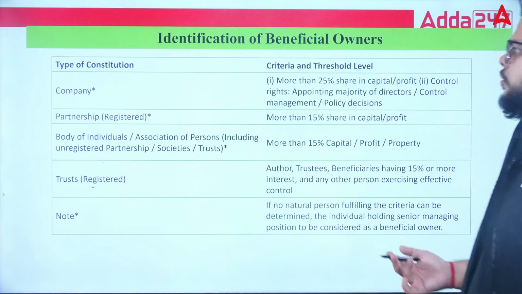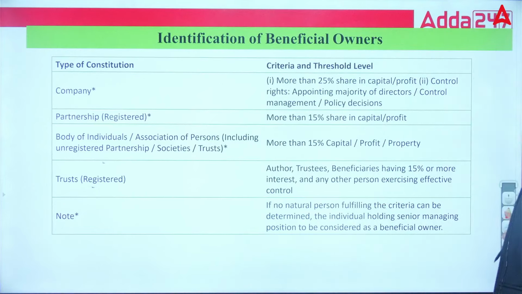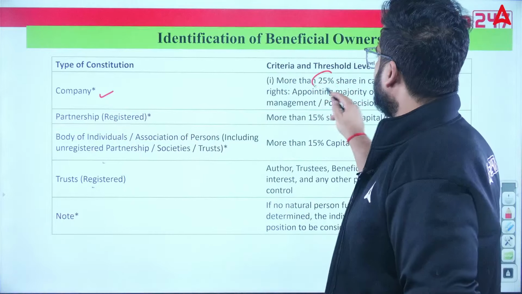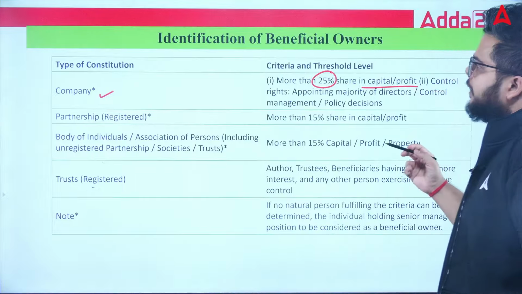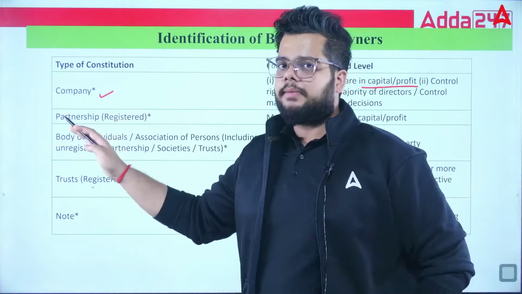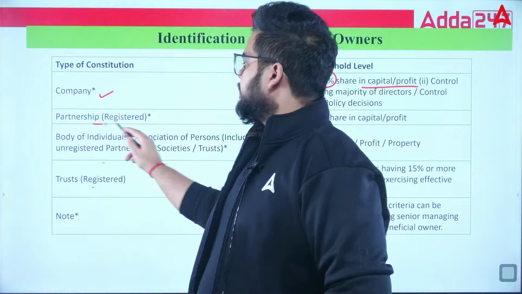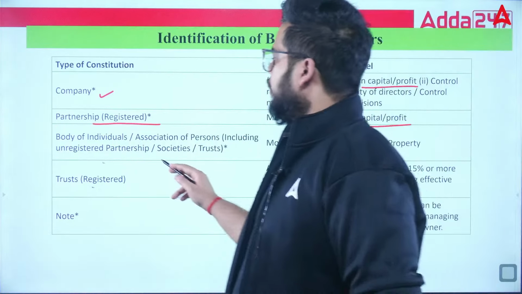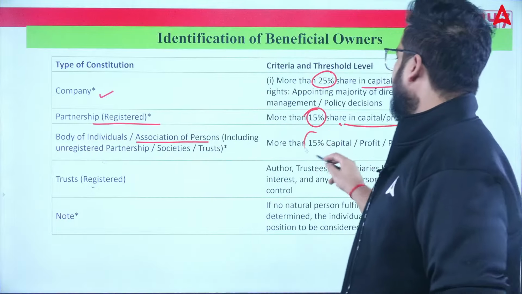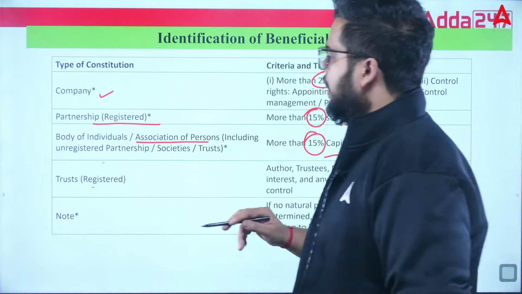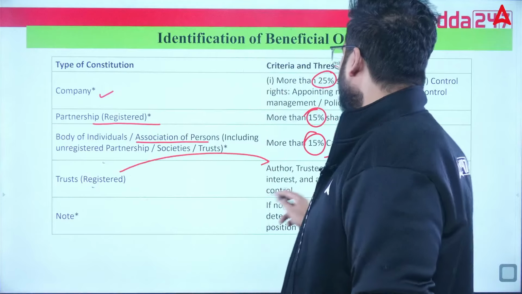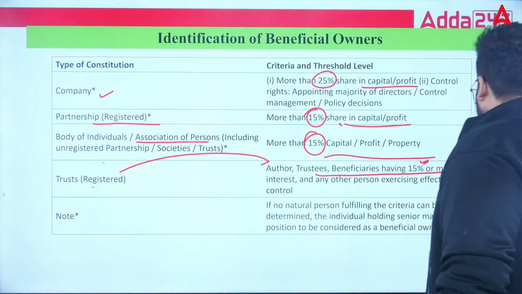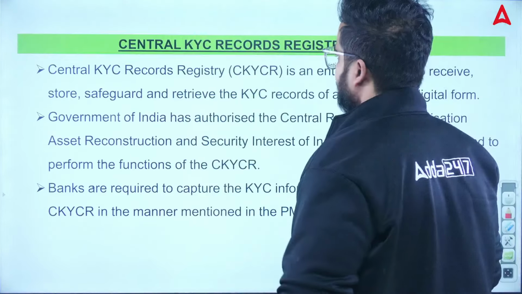Here we have the beneficial owners. Fine. What is the threshold value for various beneficial owners? Type of constitution, if it is company, then 25% share in capital or profit must be there for that particular entity to be called as a beneficial owner of that company. Then registered partnership, you have more than 15% share in capital or profit. Body of individuals, association of persons, more than 15% capital, profit or property. For the registered trusts, you have authors, trustees, beneficiaries having 15% or more interest. Fine. So these are the important limits in case of beneficial owners.